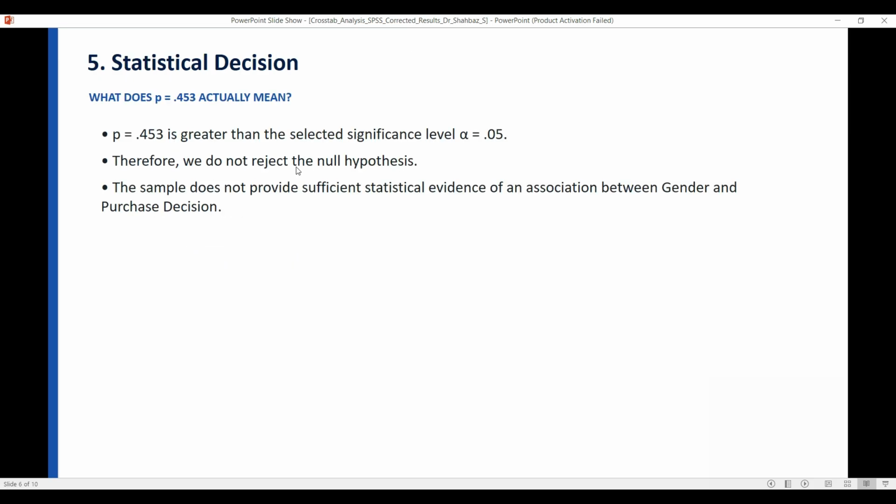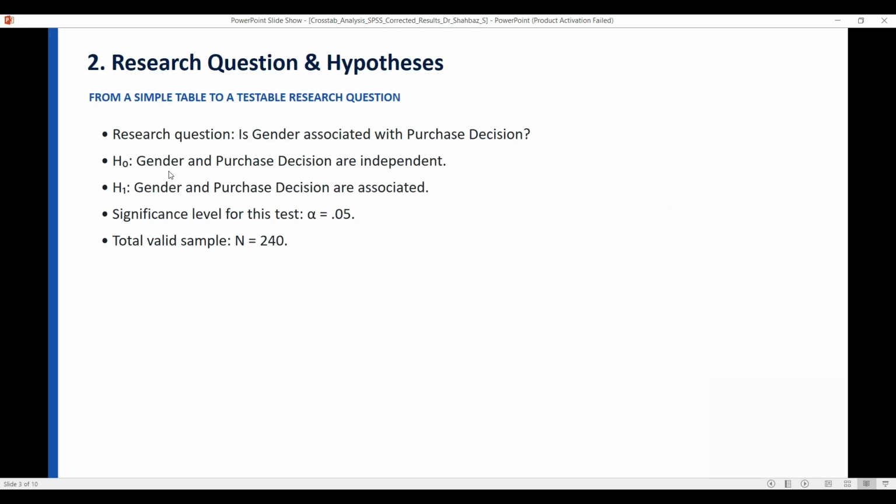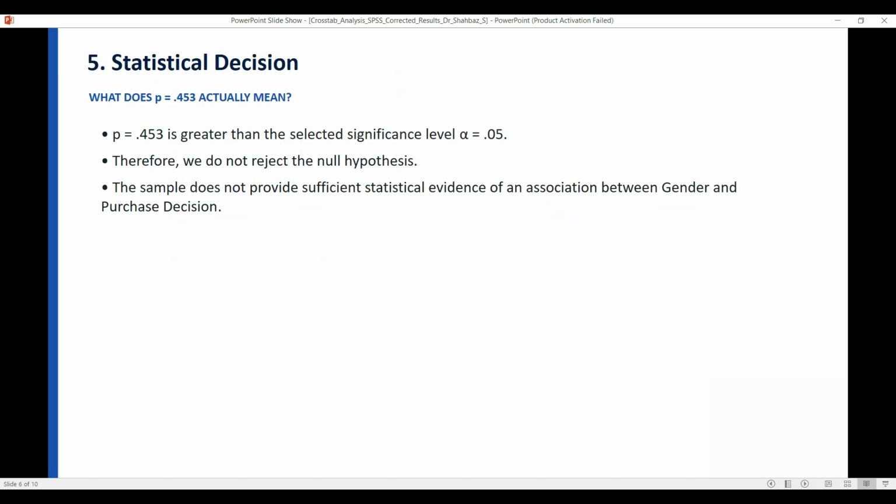So we see the p-value of 0.453 is greater than the selected significance level of 0.05. Therefore we don't reject the null hypothesis. What was our null hypothesis? The null hypothesis states that gender and purchased CN are independent. So it means gender and purchased CN are independent and there is no association between them. So the sample doesn't provide sufficient statistical evidence of an association between gender and purchased CN.